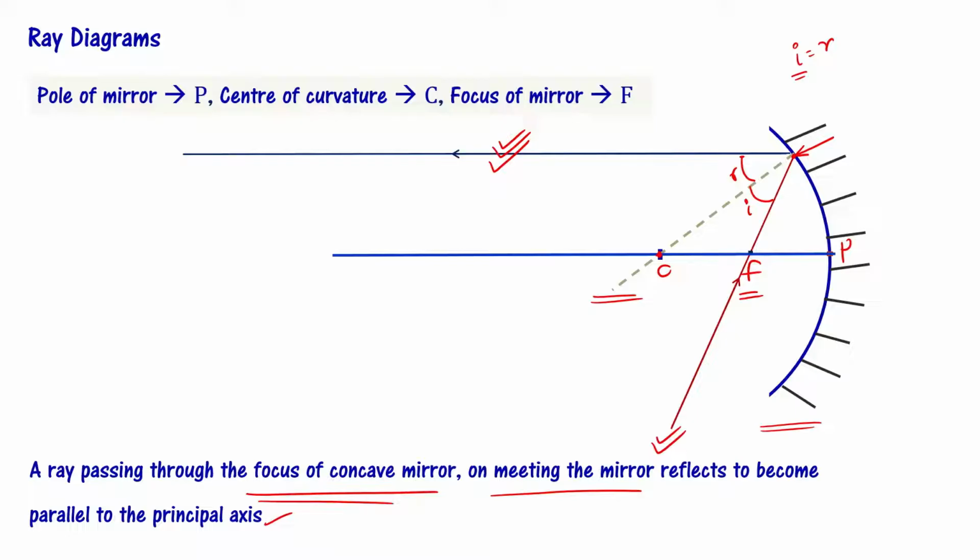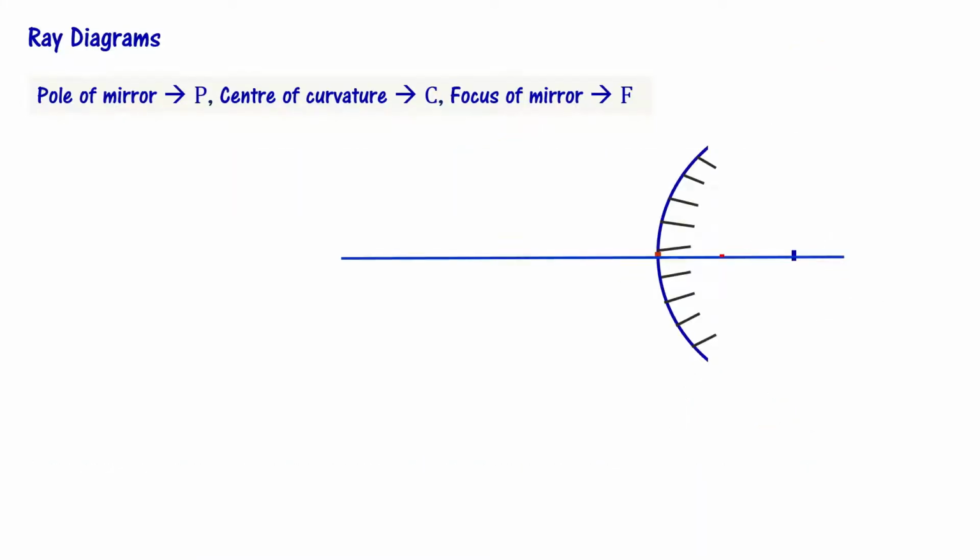Now let's look at this scenario for convex mirror. I have center of curvature, and this is focus, and this is pole, right? And this line is principal axis. Now I want to draw a ray like this. If you observe, this ray looks like it is going into the focus, right? It is going in the direction of focus to pass through the focus. It looks like that, right?